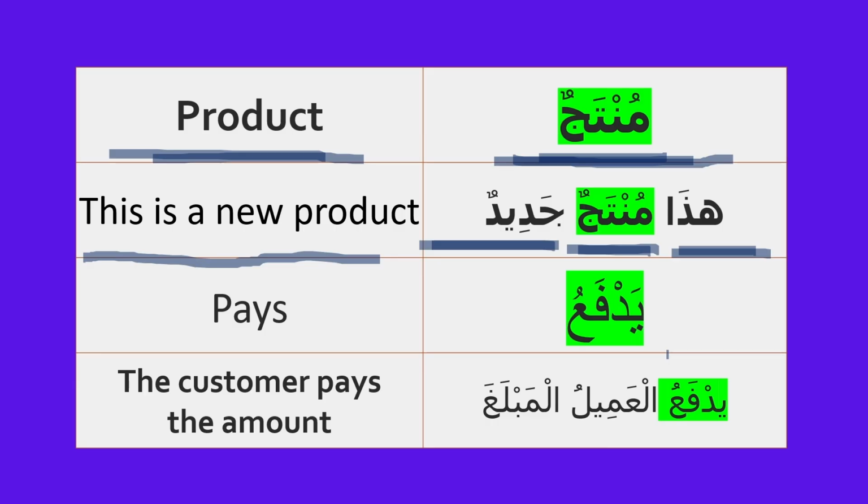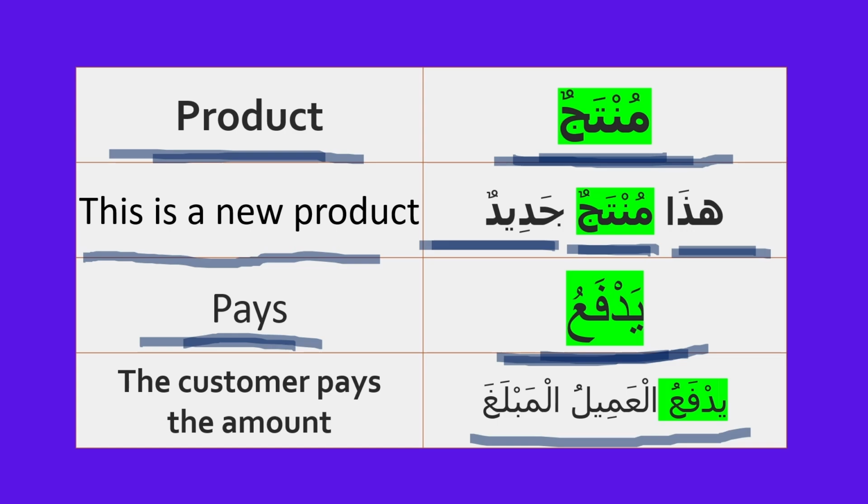Next one, يدفع. يدفع means pays. Pays. For example, يدفع العميل المبلغ. يدفع means pay, العميل customer, المبلغ the amount. The customer pays the amount.